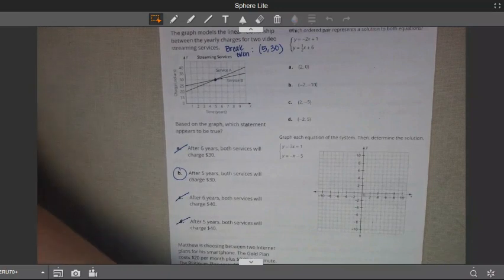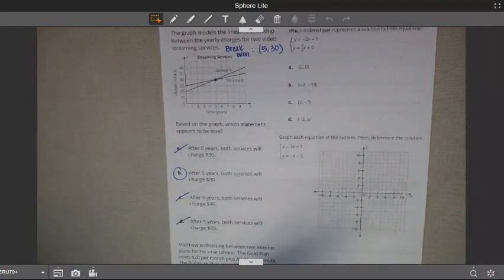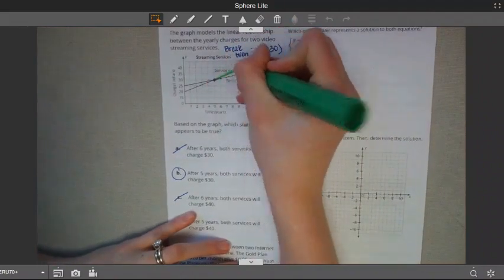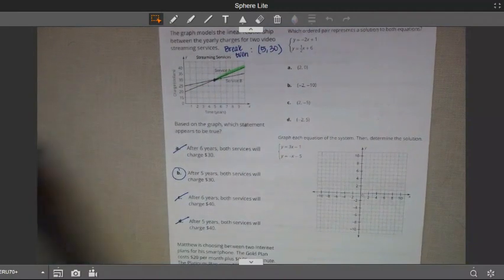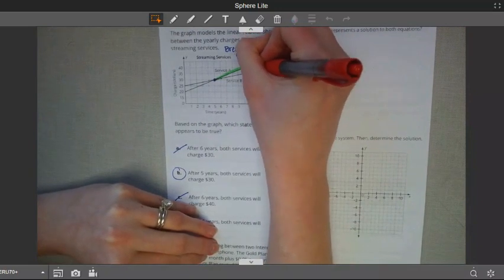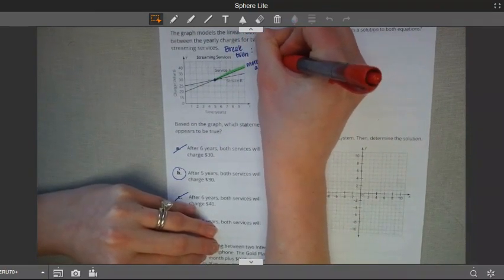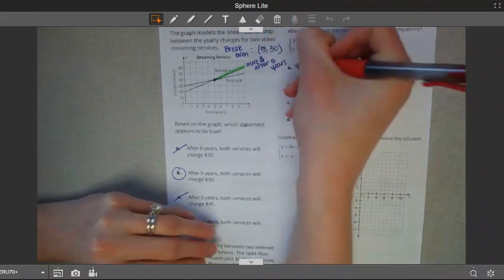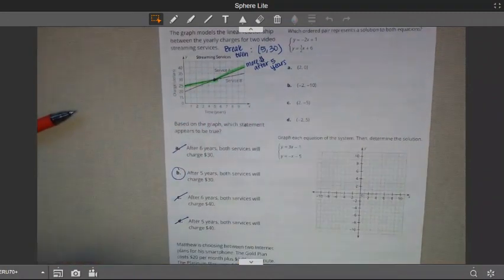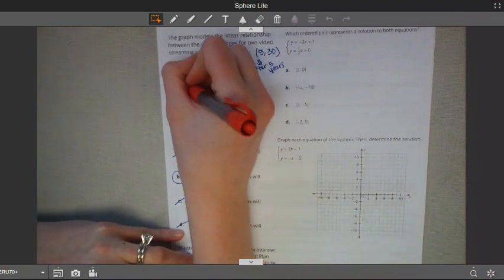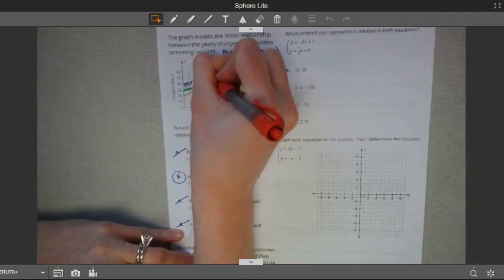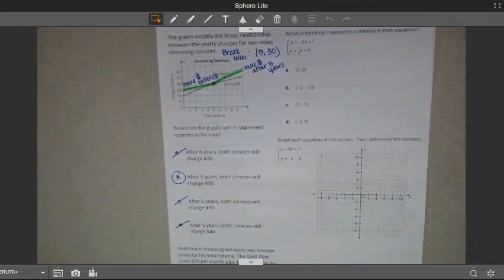But let's talk about the graph in case you get a slightly different question. After 5 years, which one's going to be more expensive? Well, service A will be more expensive after 5 years because the line is higher. So service A is more expensive after 5 years. But if we look before 5 years, the line for service B is higher. So service B is more expensive before 5 years. So you're just always looking at where the line is higher.